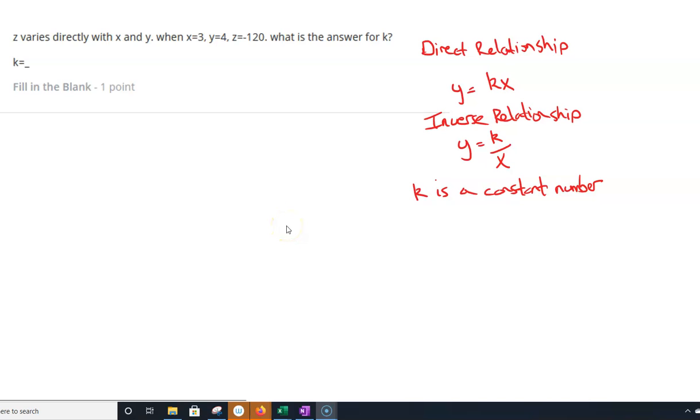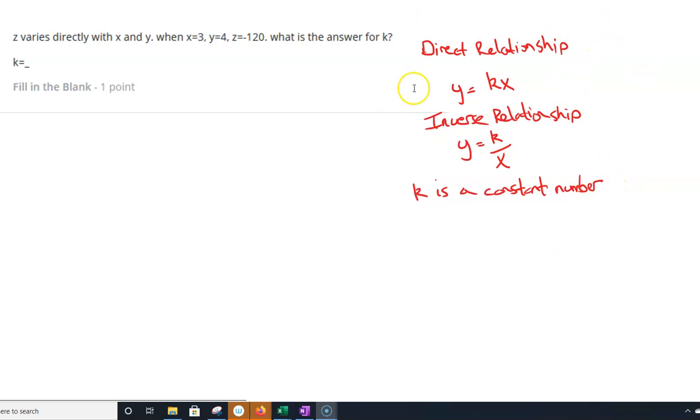Hello class, the first type of problem I'm going to talk about here is direct relationships and inverse relationships. And we've got an example here from the review. Z varies directly with x and y. When x equals 3, y equals 4, z equals negative 120. What is the answer for k? So let me explain what this means.